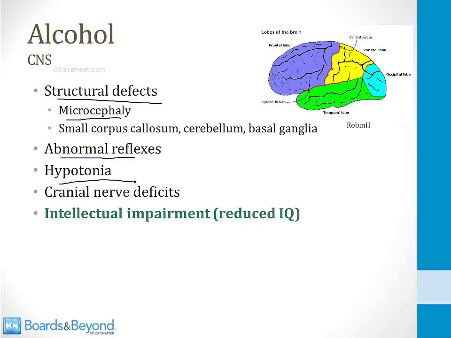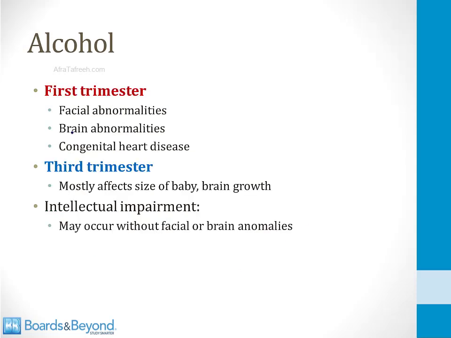They can also have hypotonia and cranial nerve deficits, and that can also be detected at birth. And then, as I said before, one of the major problems when mothers drink during pregnancy is that their children will have lifelong intellectual impairment with a reduced IQ. I'll finish our discussion of alcohol with this slide and talk about the timing of exposure.